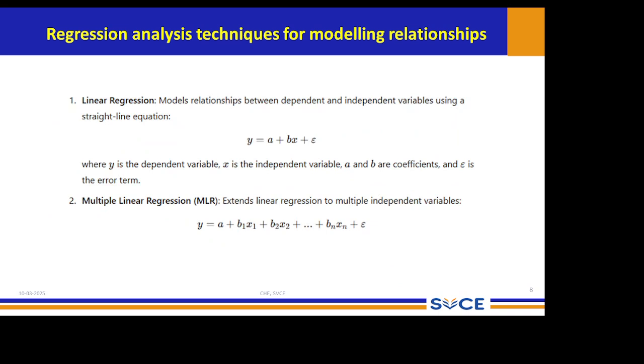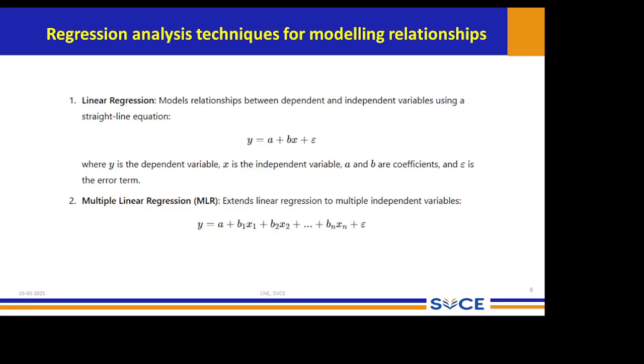Coming to linear regression, it models the relationship between the dependent and independent variables using a straight line equation: Y = a + bX + epsilon. Y is the dependent variable. So Y depends on what? X. X is the independent variable, where a and b are coefficients. So here the dependent variable has a direct, linear relationship with the independent variable X. A and b are coefficients and epsilon is the error term.